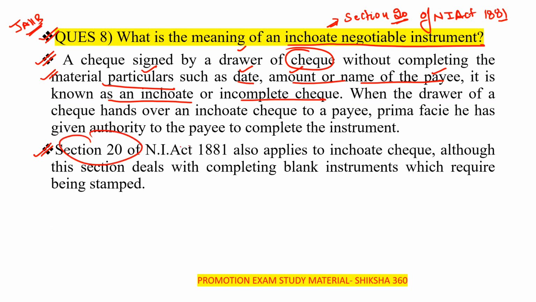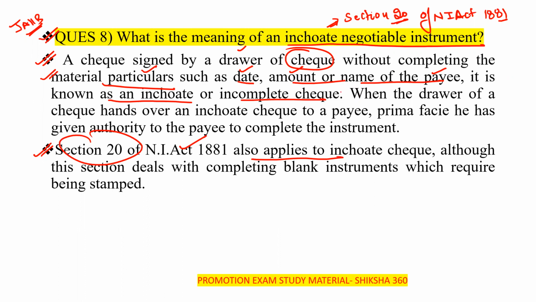Section 20 of the NI Act 1881 also applies to the inchoate cheque, although this section deals with completing blank instruments which require being stamped. Clear?